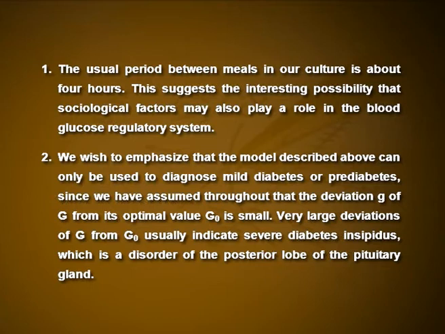Very large deviations of G from G naught usually indicate severe diabetes insipidus, which is a disorder of the posterior lobe of the pituitary gland. A serious shortcoming of this simplified model is that it sometimes yields a poor fit to the data in the period 3 to 5 hours after ingestion of the glucose load.